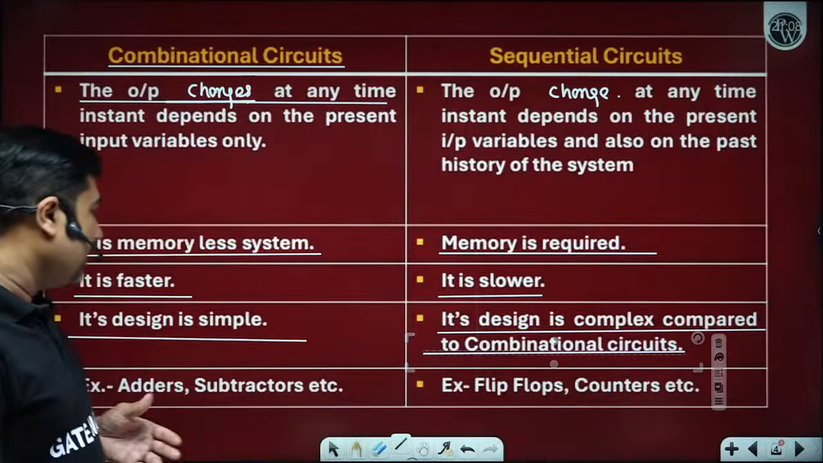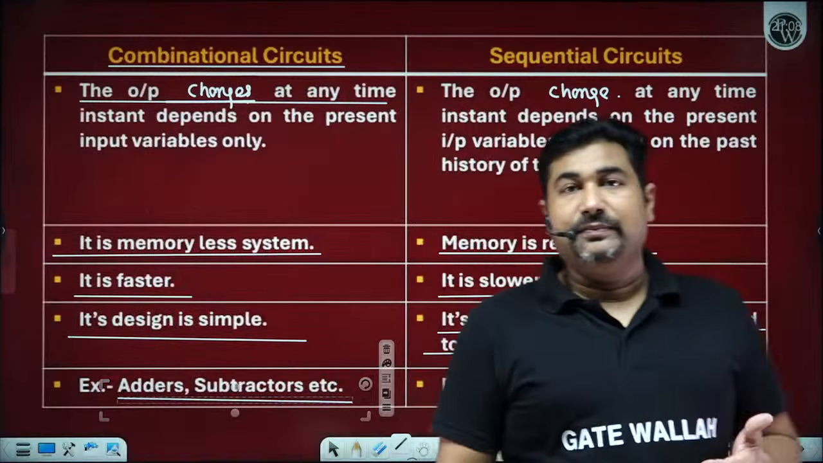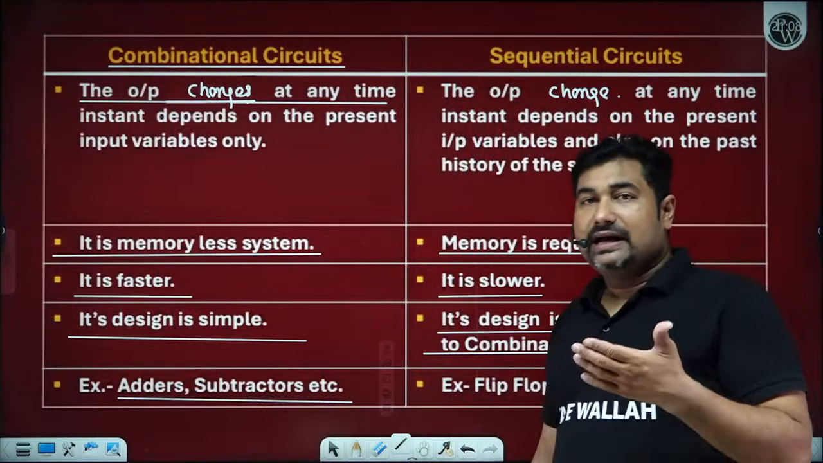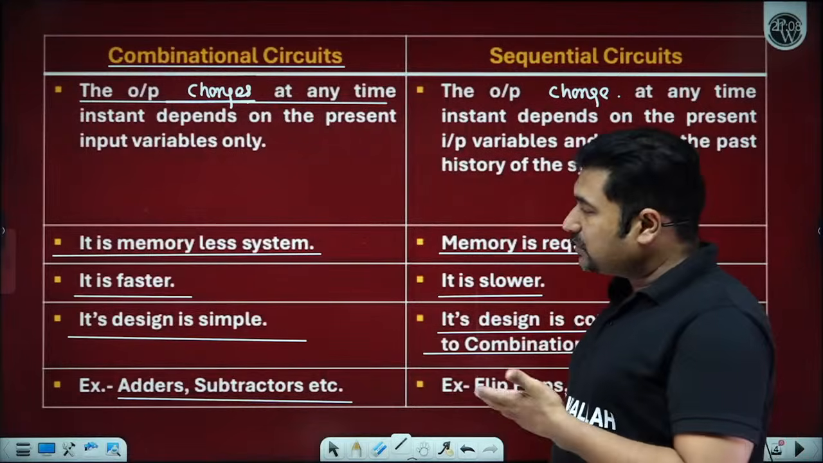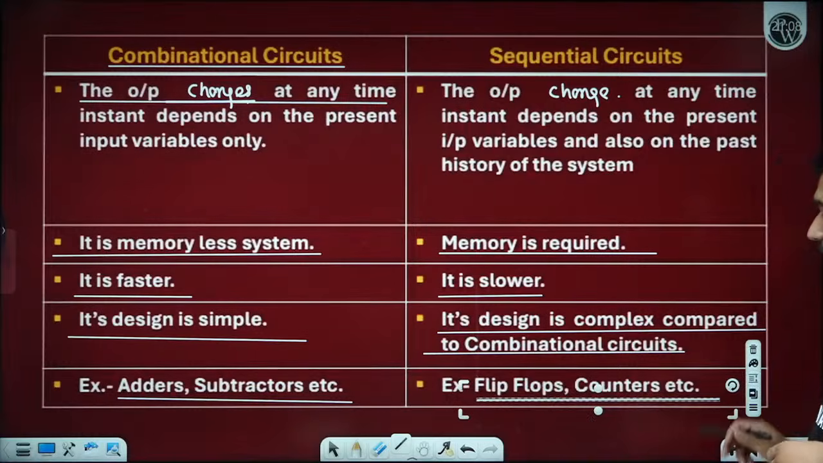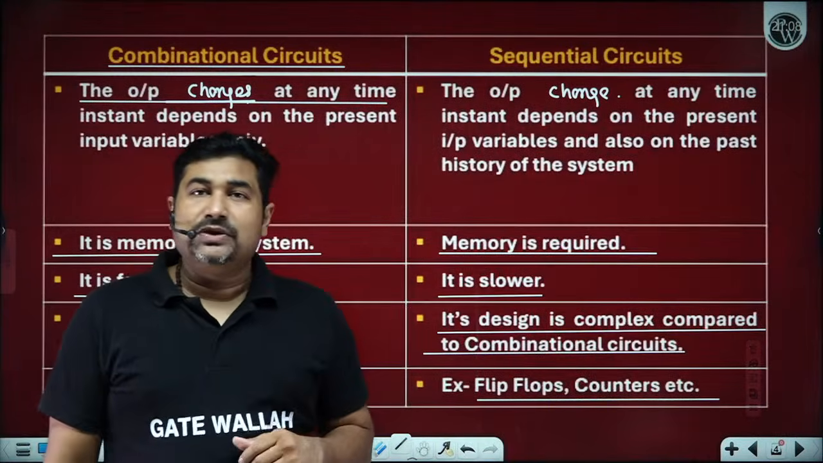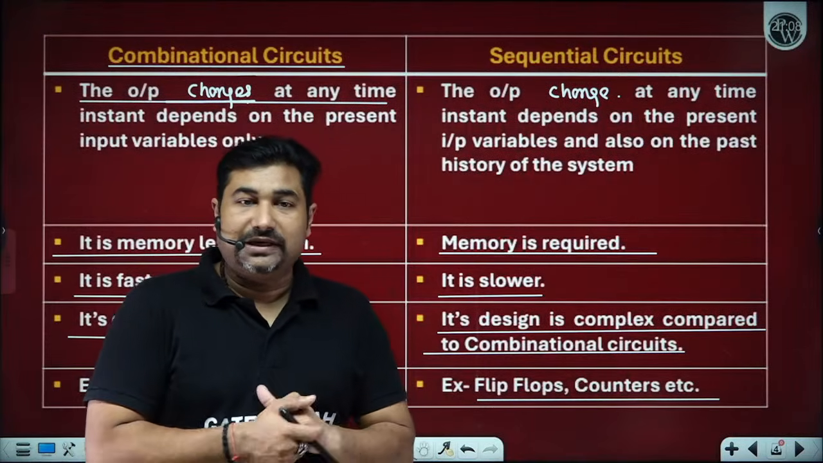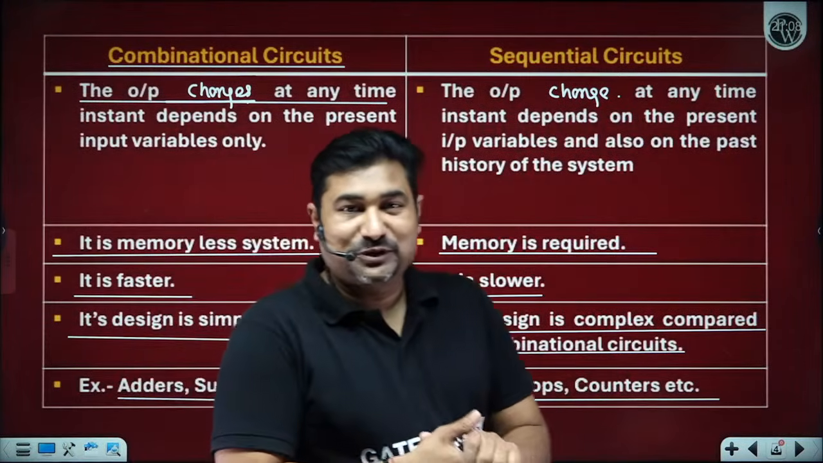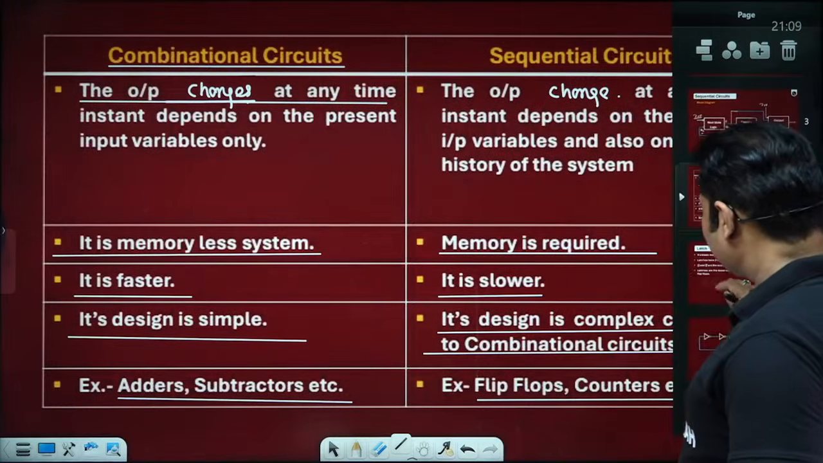Is it okay? If we talk about examples, combinational circuits we have already studied: multiplexer, demultiplexer, adder, decoder, encoder. So these are the examples of combinational circuits. Sequential circuits: flip-flops, counters, registers. These are the examples of sequential circuits. Is it okay? Great. So all of you are ready to understand latches now.